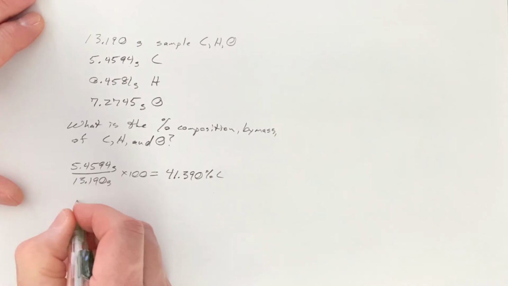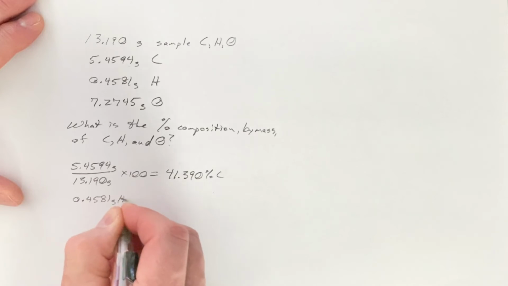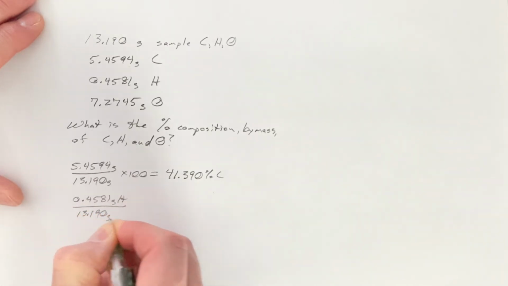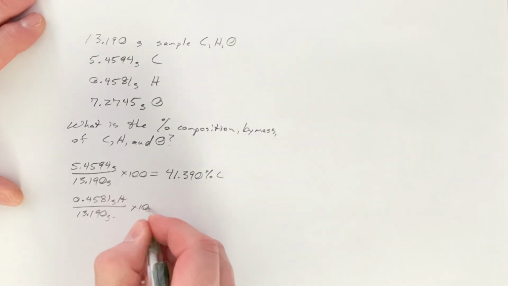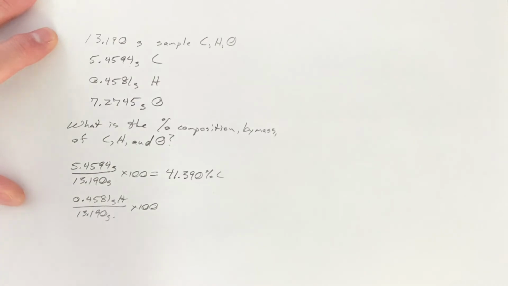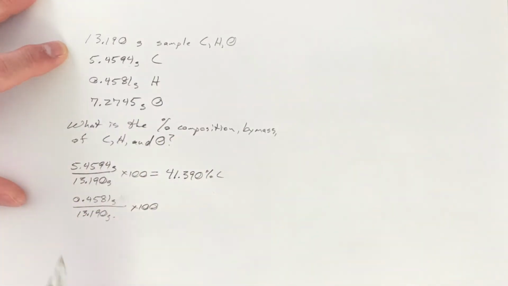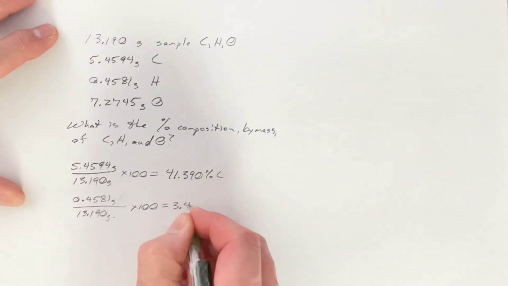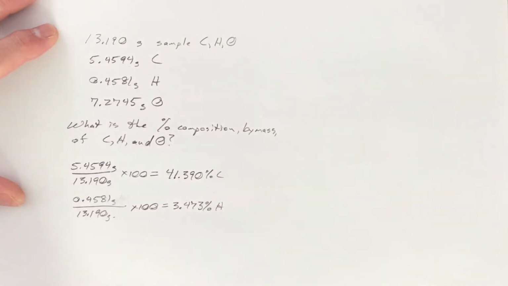For hydrogen, we have 0.4581 grams of hydrogen divided by 13.190 grams total, and this will be times 100. I'll erase the hydrogen here just to be consistent. I didn't write it up here. And this works out to be 3.473% hydrogen.